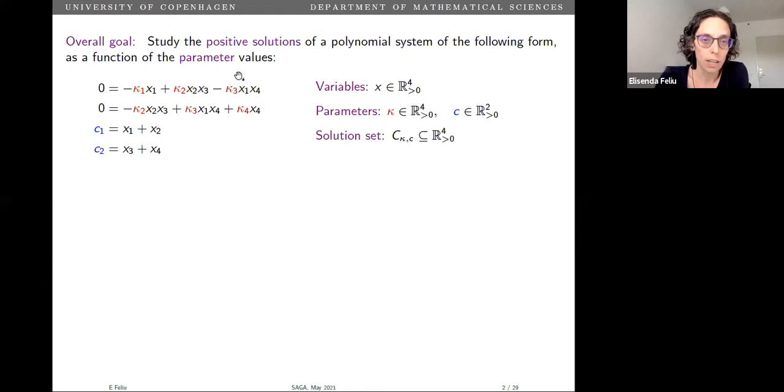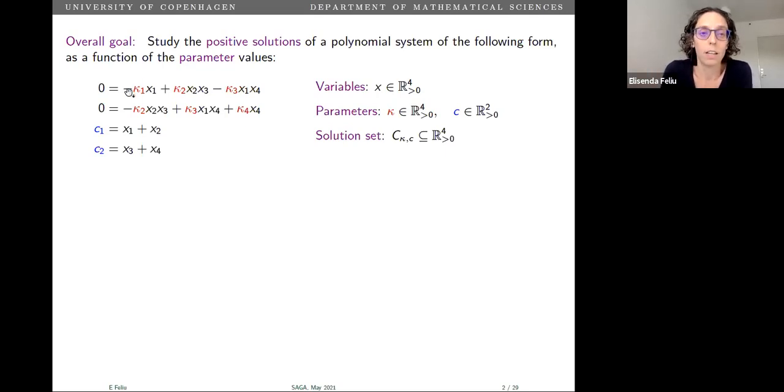Our goal is to study polynomial systems that have this form. They have n variables, here 4, and there are two types of equations. On one hand, we have some equations where the coefficients are parameters, and the parameters are assumed to be positive. Therefore, you can think of this part as having a fixed support. I have fixed the sign of the coefficients, and then I vary the coefficients.